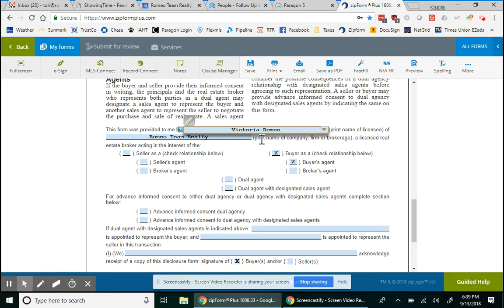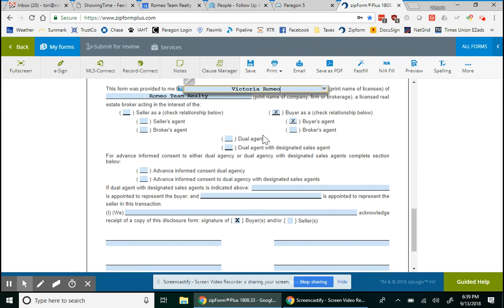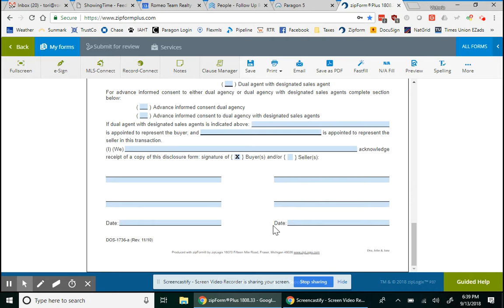And then we're going to assume that you're working with a buyer, right? Because we're putting in an offer. So you're going to check buyer as a buyer's agent. You can also check advanced informed consent to dual agency or advanced informed consent to dual agency with designated sales agents. We'll go over that in a minute. But generally, if you're putting in an offer on somebody else's listing from outside the company, which is probably 99 times out of 100, it should be just buyer as a buyer's agent.